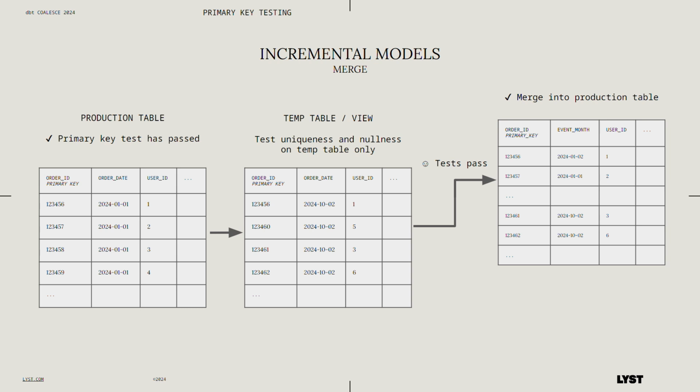And if the test passes on the temp table, we then update the production table. And if it fails, we save that data as a view to use for debugging. The production table isn't updated, and we fail the model. I'll skip how we do this for delete and insert only incremental models due to time. So if you would like to hear about this, please reach out to me afterwards.